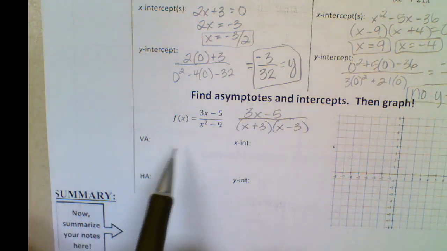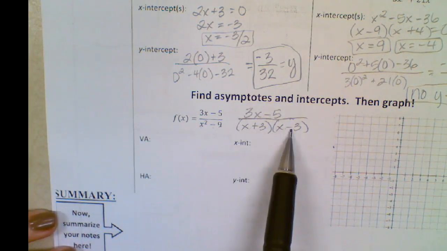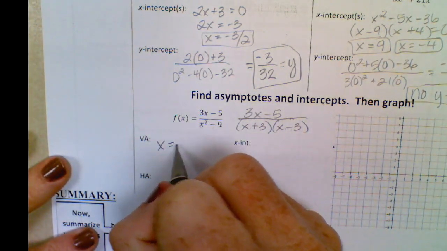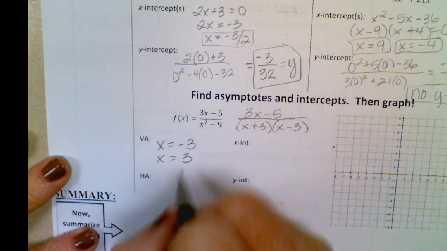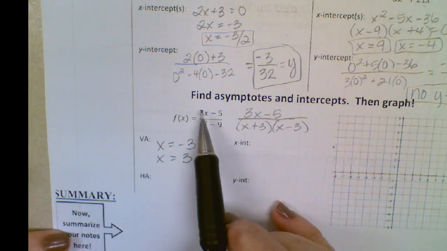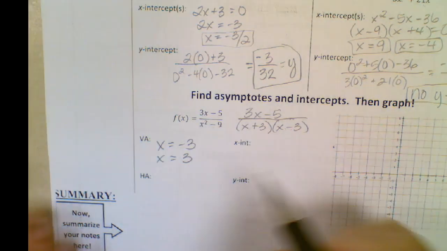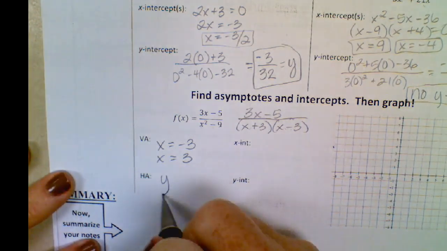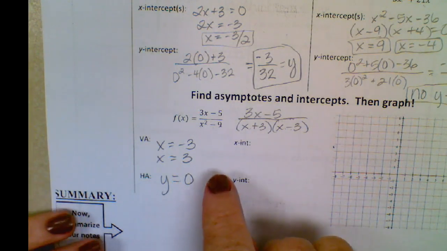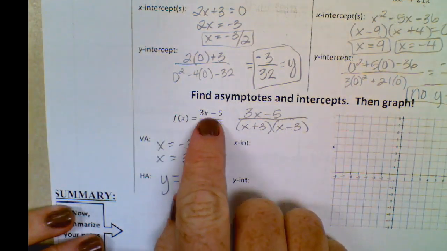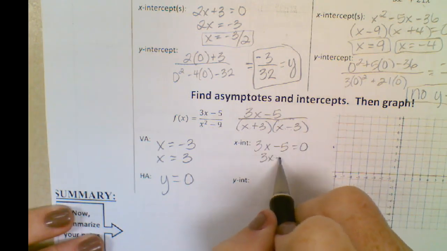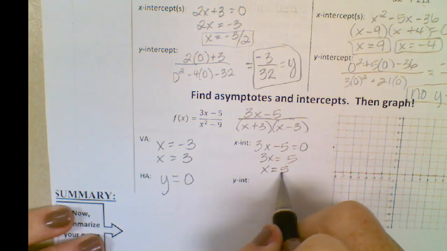So my vertical asymptote is going to be wherever my denominator equals 0. Since this is already factored, I can just take the opposite of my factor. So that would be at x equals negative 3 and x equals 3. For my horizontal asymptote, the degree of the top is smaller than the degree of the bottom, so my horizontal asymptote is at y equals 0. My x-intercept needs to be wherever y equals 0, which means it's where my numerator equals 0. So 3x minus 5 equals 0, 3x equals 5, so x equals 5/3.